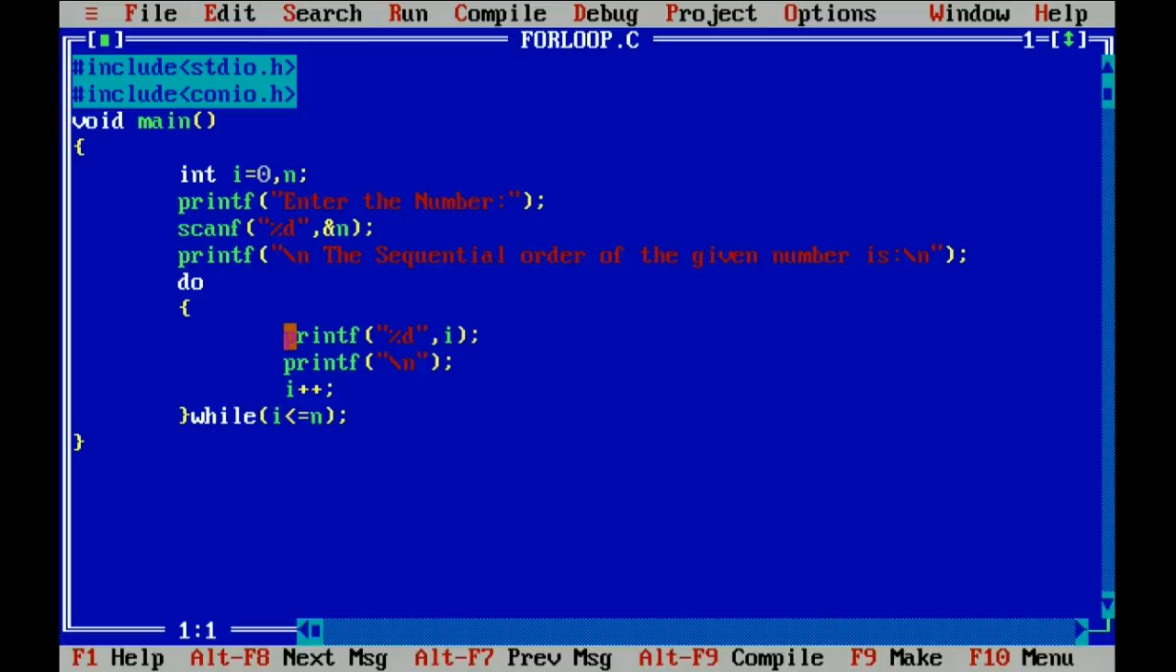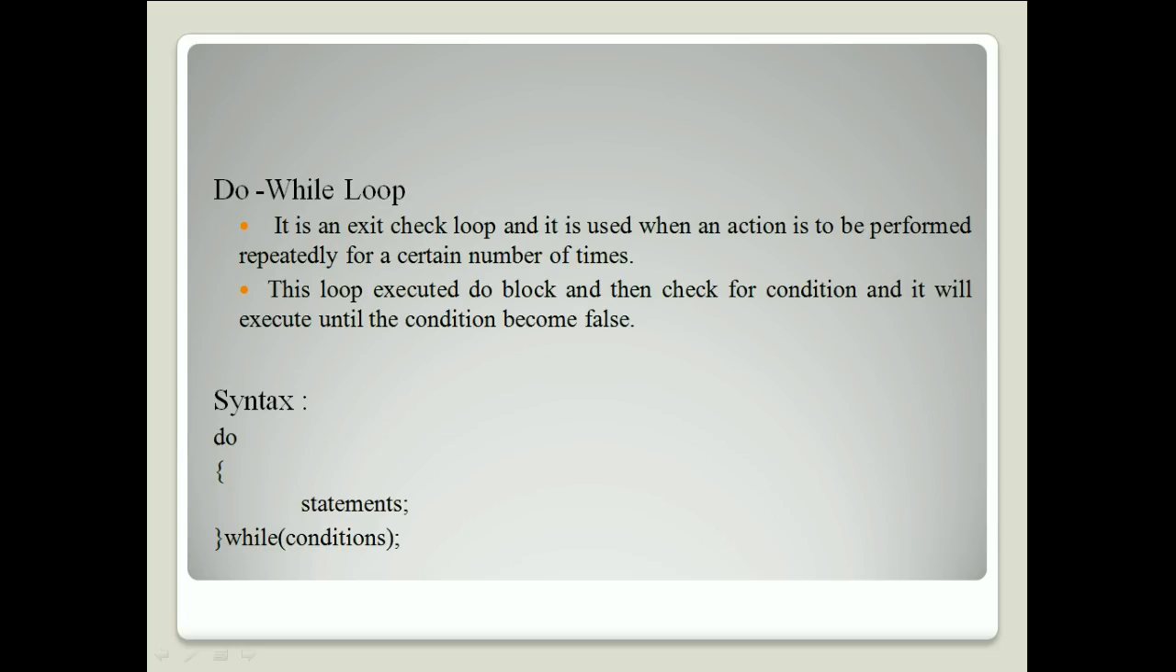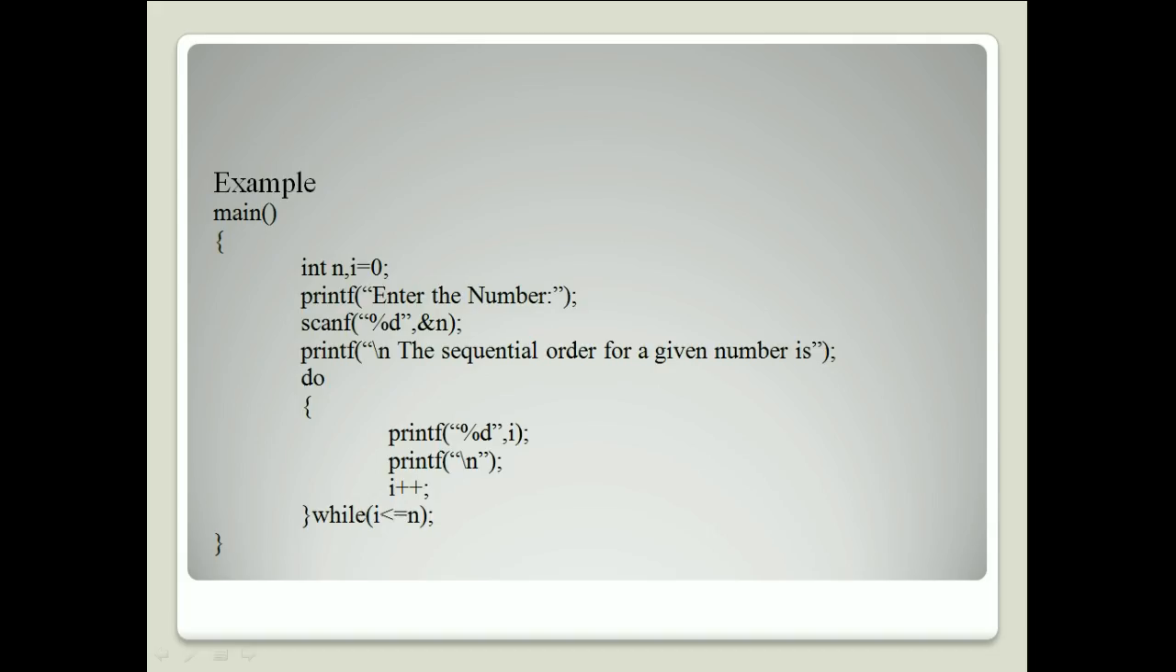It is checked. Firstly, it will print the value of I. Then it will go for the condition. This is the do while loop example. This is the example which I have given earlier.